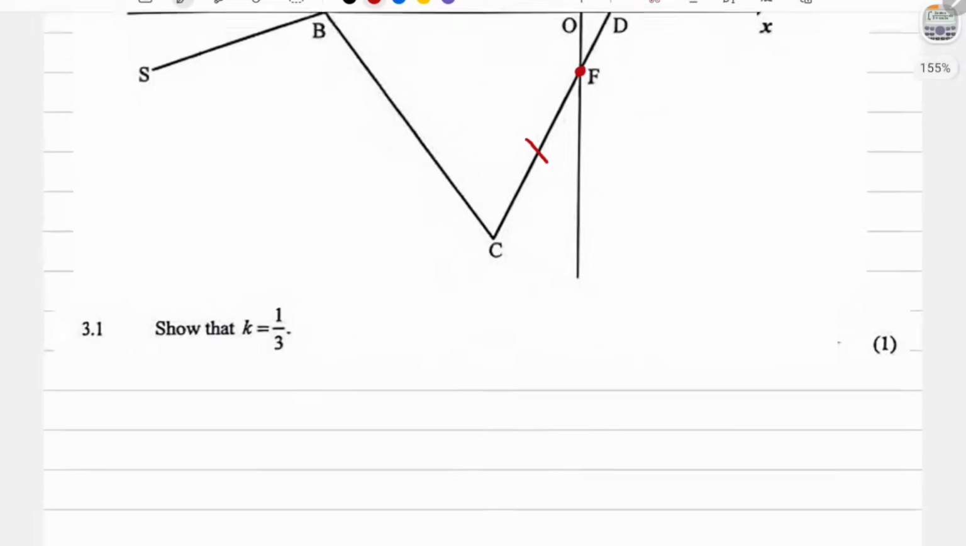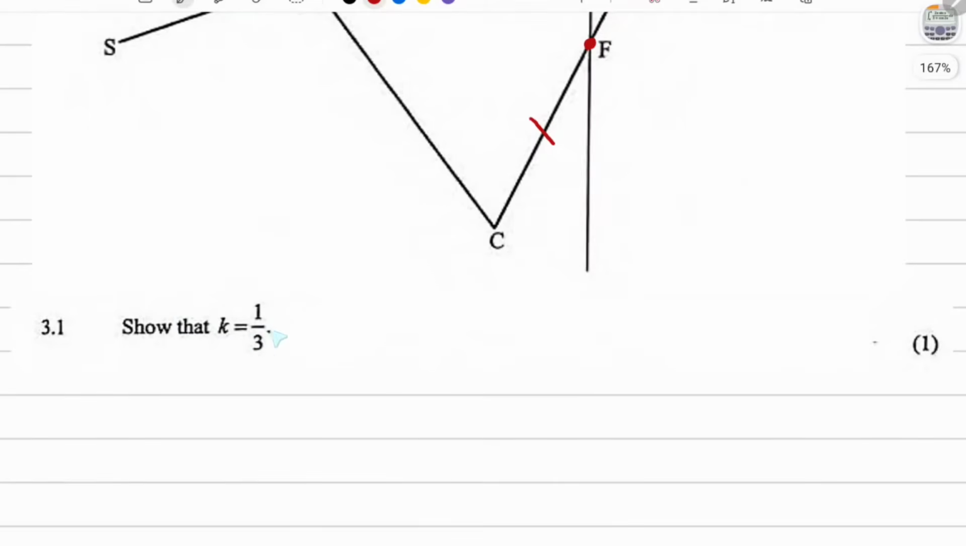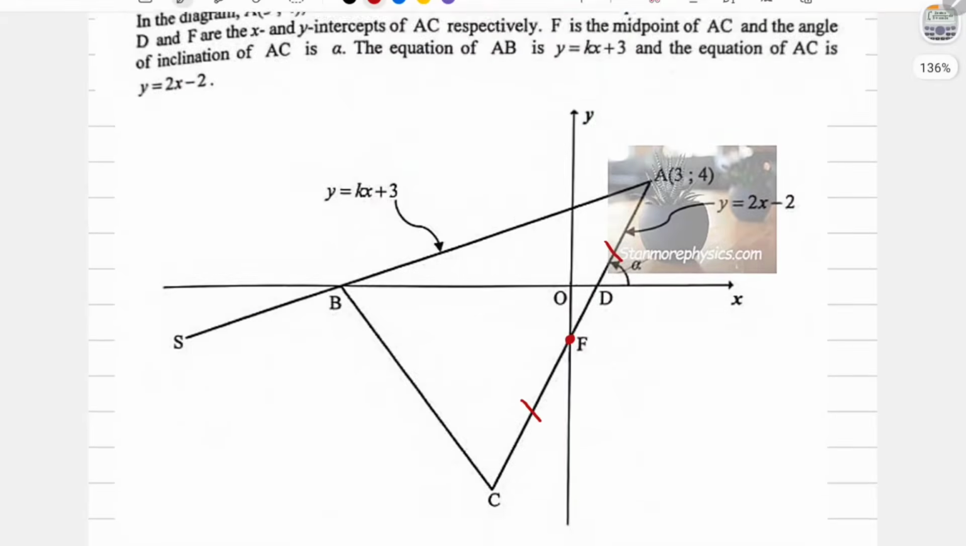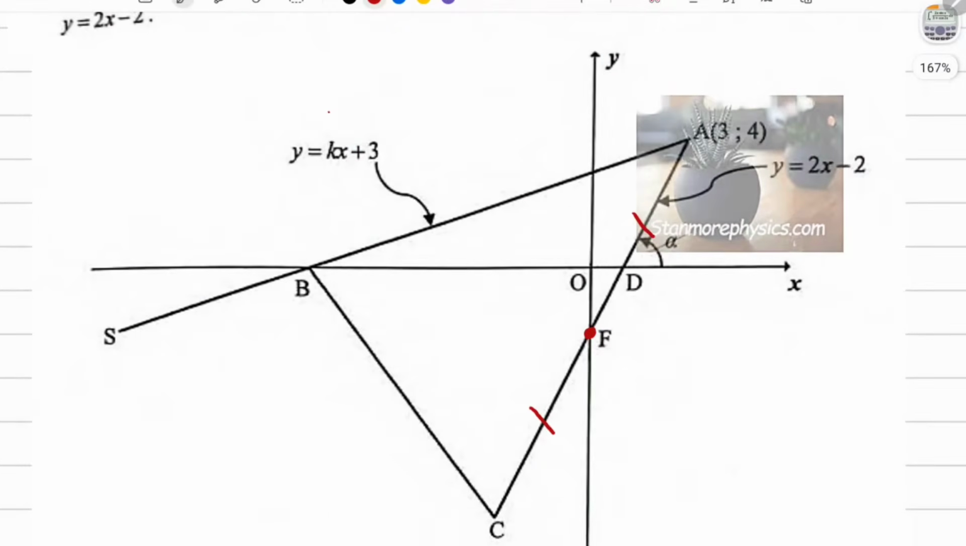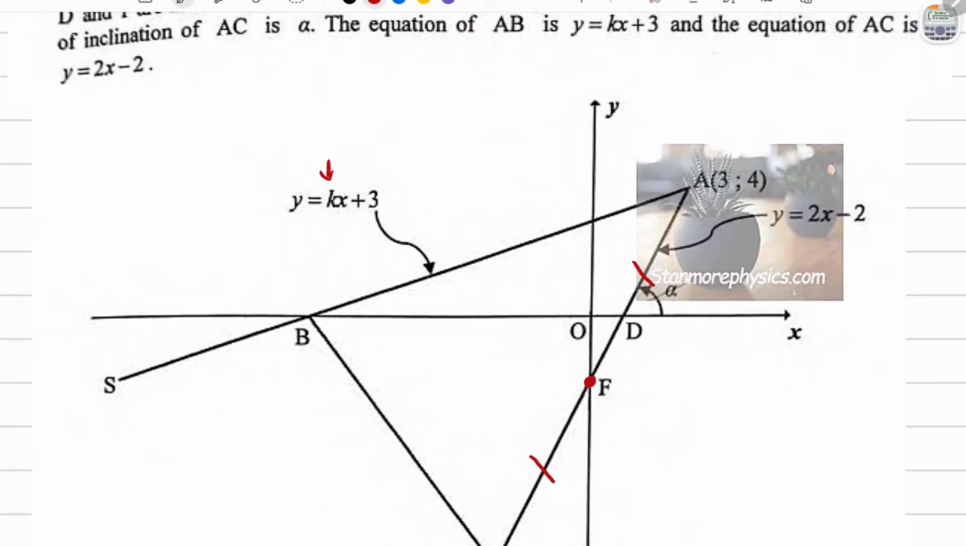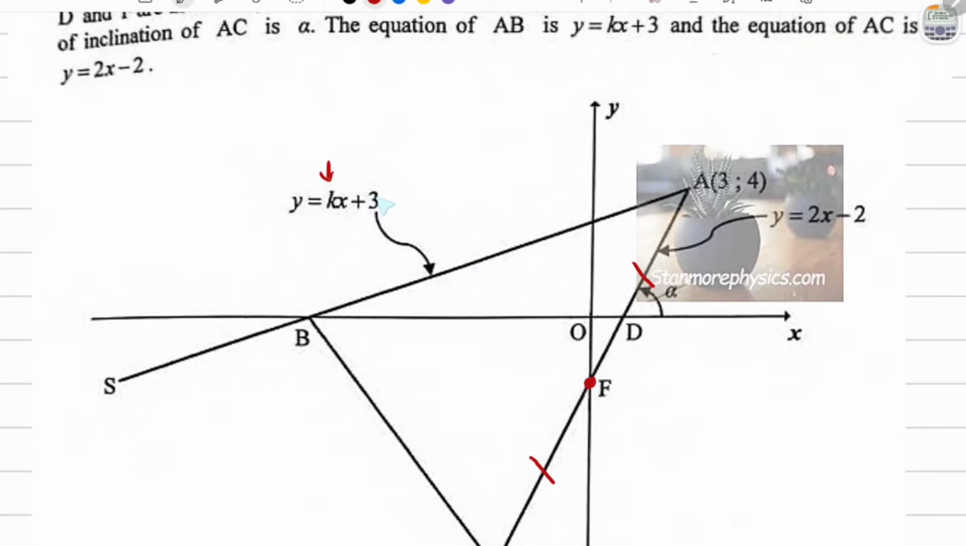The first question says that we need to show that k is equal to 1/3. Okay, so k is, as you can see, the gradient of this line. How can we find the gradient? Well, they gave us the y-intercept, and the gradient is the only thing missing. So if you had a point and you filled in the y and the x coordinate of that point, you'd see that only k would be missing, and you'd be able to solve for k.